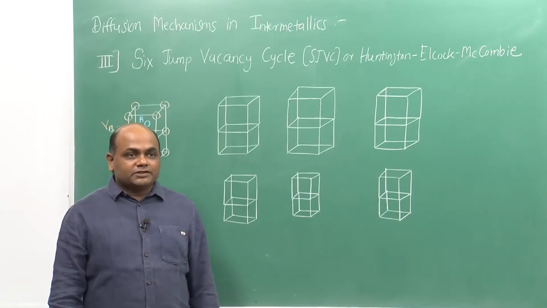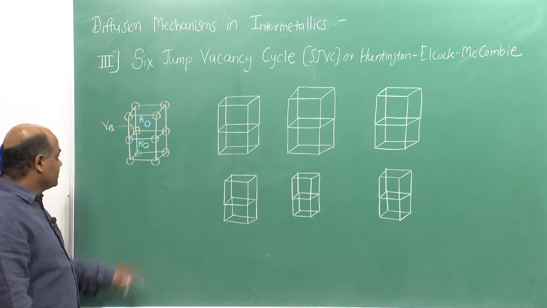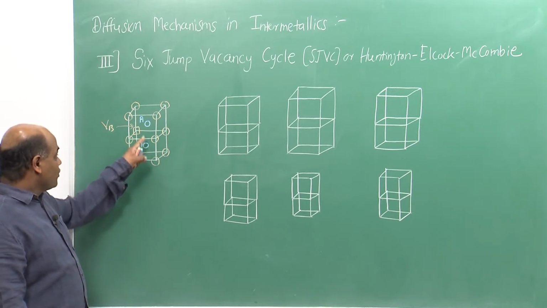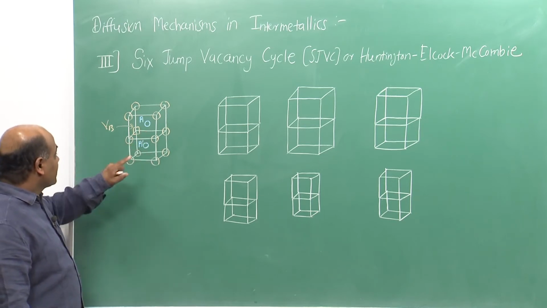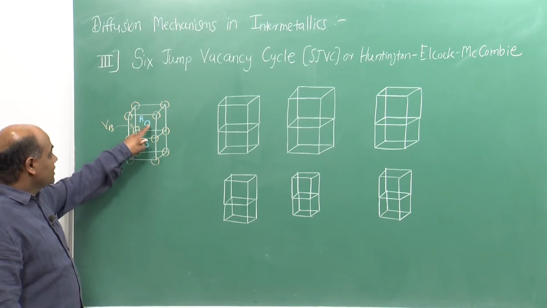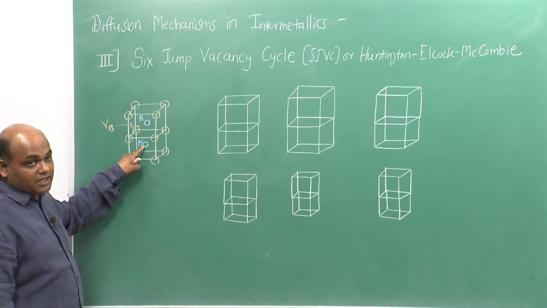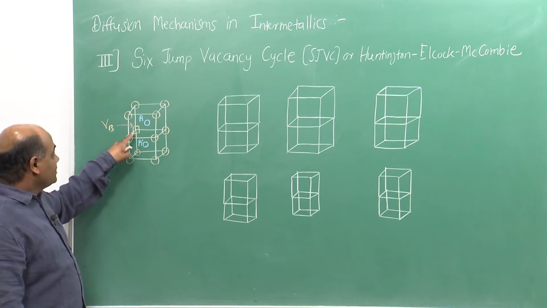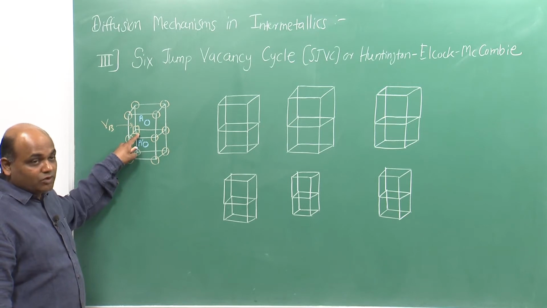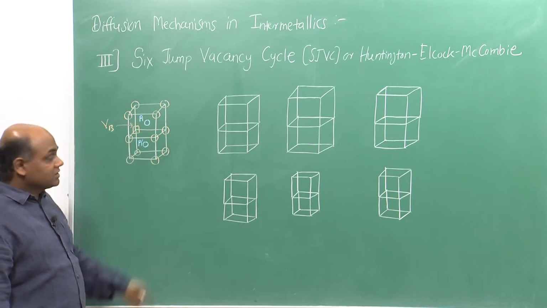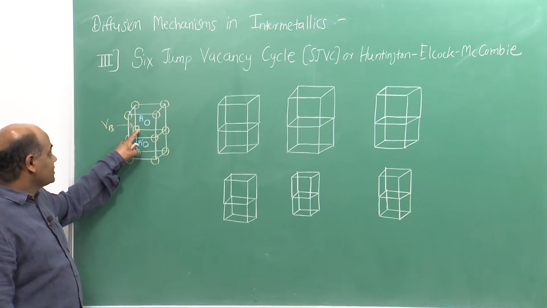So, let me illustrate the SJVC mechanism in a B2 crystal structure. I have shown 2 B2 unit cubes here, one on top of the other. You can see 2 A atoms at the body centers of the cubes. Let us denote this one by A and this as A prime, and there is a vacancy on the B sublattice, VA.